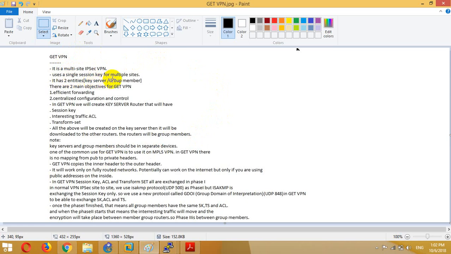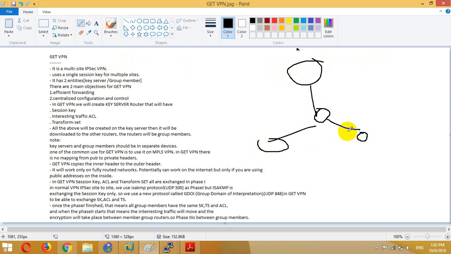It uses a single session key. What does it mean, a single session key? If you have multiple sites like that, the idea of GET VPN is that we choose one router or one location, the head office for example, to be the key server. This is the key server, and these will be member group number 1 and member group number 2. So this is going to be like a server, and these locations are going to be like clients to the server.